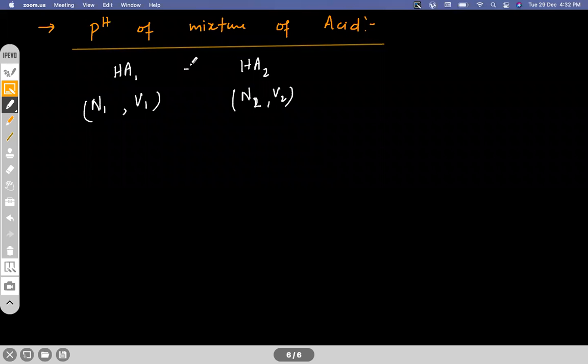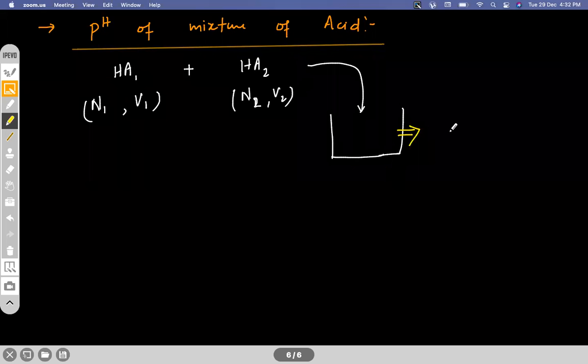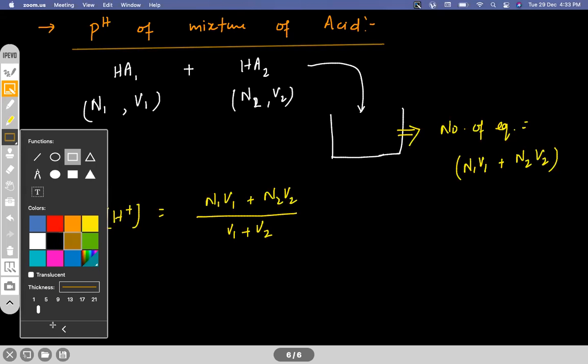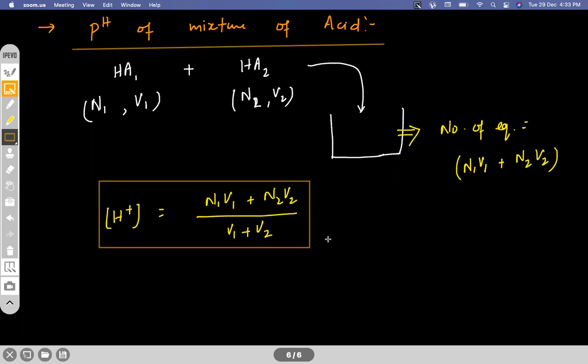So when you mix these 2 into a container, then in this container, the total number of equivalents would be what? The total number of equivalents would be the number of equivalents of these 2 acids only: number of equivalents of acid 1 plus number of equivalents of acid 2, that is N1 V1 plus N2 V2. Further, since we are mixing only acids, the H plus concentration is N1 V1 plus N2 V2 divided by V1 plus V2, the total volume. This is the formula for H plus, and then further we can find out pH from this formula.